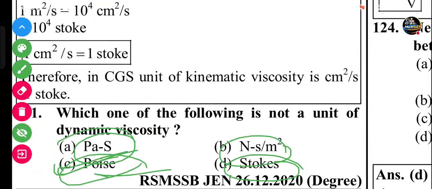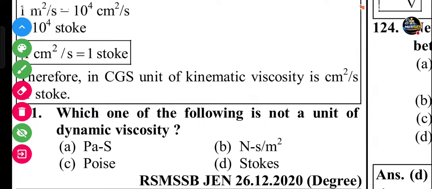Next question, question number 121. Which one of the following is not a unit of the dynamic viscosity? Pascal second is the unit of the dynamic viscosity, Poise also, and Newton second per meter square also, and the Stoke is the unit of the kinematic viscosity. So D is the answer.